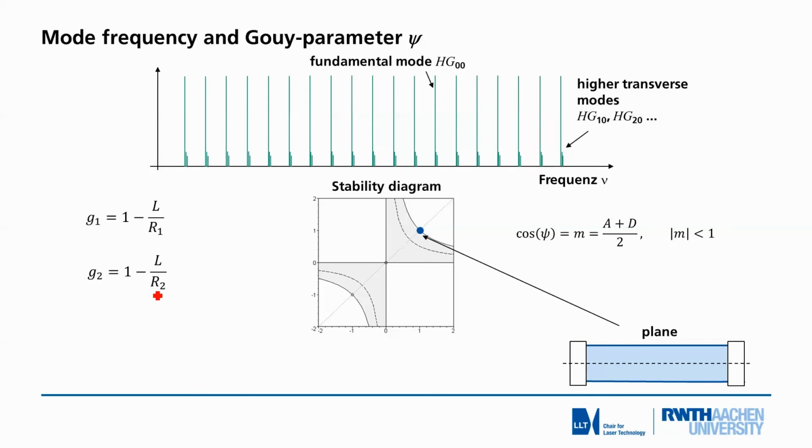And if we now plot G1 versus G2, you see here the point 1,1, and G equals 1 would mean R goes to infinity. So that is a plane mirror. A plane mirror would have radius infinity and would have a G parameter of 1. So in this diagram, the point 1,1 corresponds to a plane resonator as seen here.